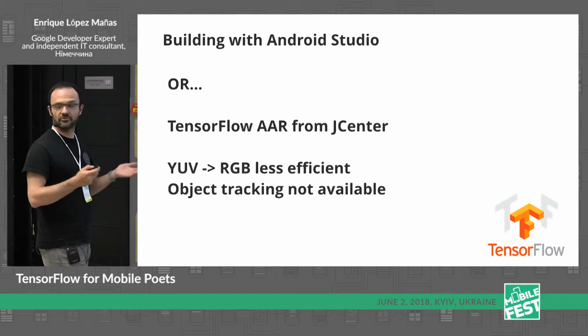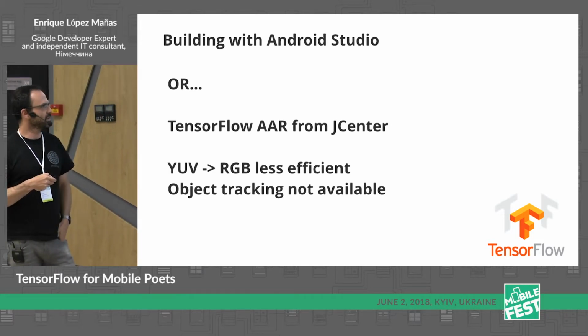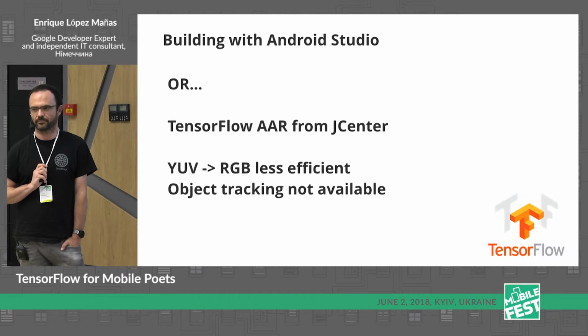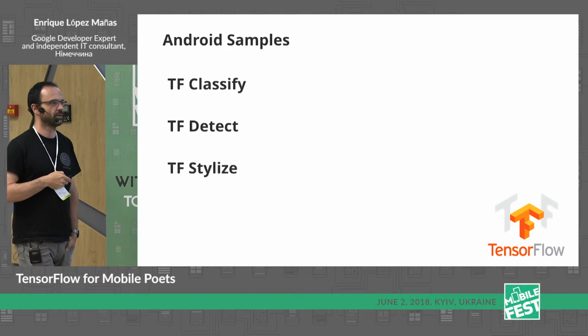But could you say this is the right option, right? I'll just put it into the build Gradle. The problem is that right now, the conversion is less efficient from YUV to RGB, and the object tracking is not yet available. This might change at some point, but that's unfortunately how it is right now.